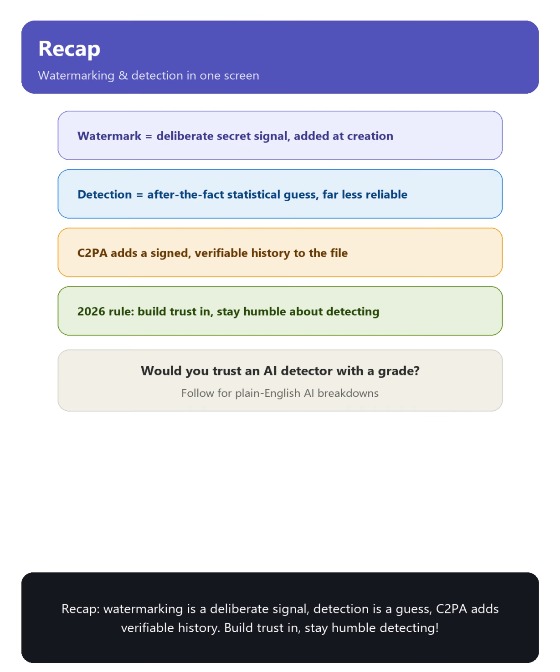Let us bring it together. Watermarking hides a deliberate, secret signal inside generated content at creation time. Detection tries to guess origin after the fact from statistical clues, and it is far less reliable. Provenance standards like C2PA add a signed, verifiable history to the file. The practical rule for 2026 is simple. Build trust in by watermarking and signing your outputs, and stay humble about detecting everyone else's.